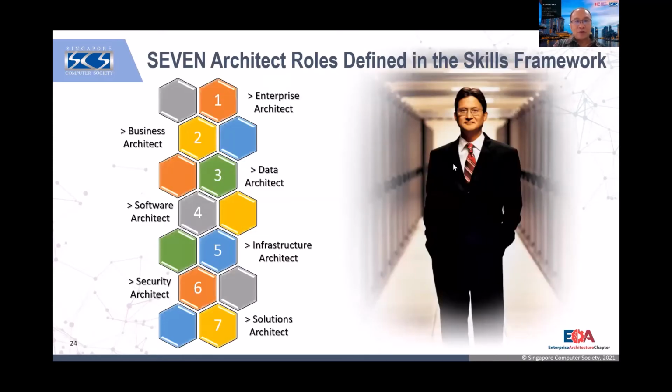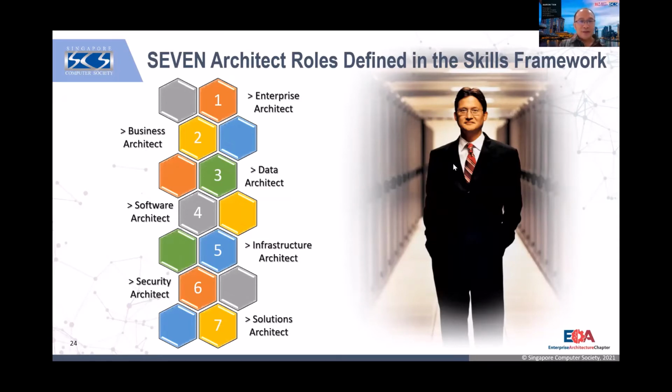Then let me now focus. For the remaining time, I will be focusing on the 7 architect roles defined in the skill framework. The first one is enterprise architect. The second one is the business architect. The third one is data architect. The fourth one is software architect. The fifth one is infrastructure architect. The sixth one is security architect. And the 7th one is solution architect. Okay, so I think this one is pretty comprehensive.